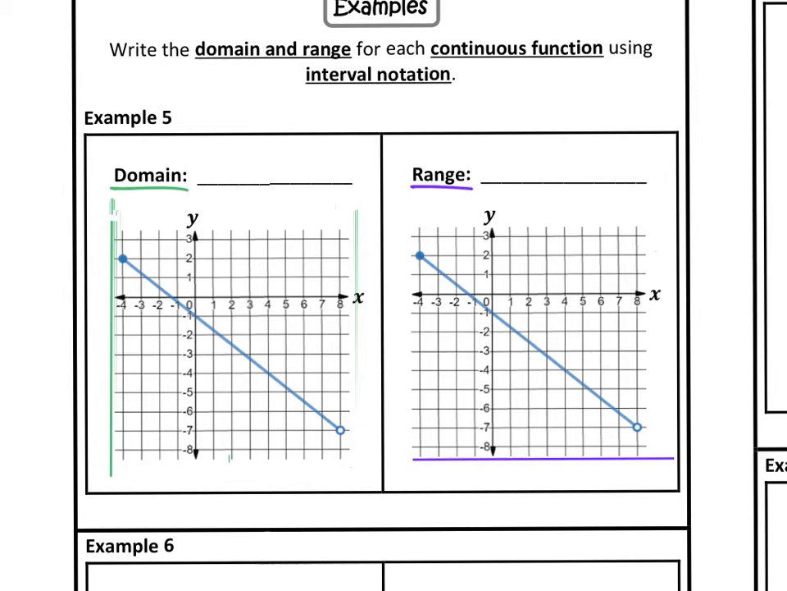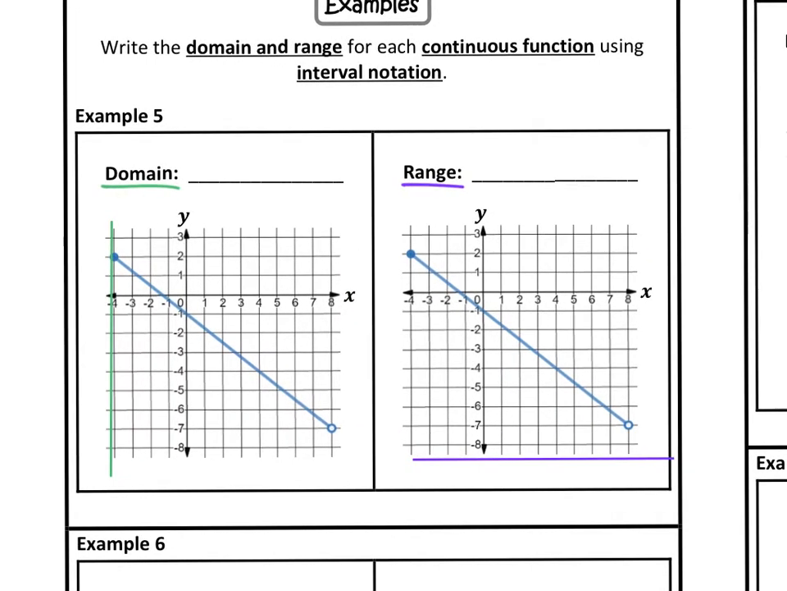Okay, so let's look at domain. As I'm scanning from left to right, let's start at the very far left. Where's the first value that I make contact with the graph? It's at -4. There's a solid closed dot there. So we would say that the domain, it's a closed circle, and we put the first value, -4. That's the first value that we make contact with the graph.